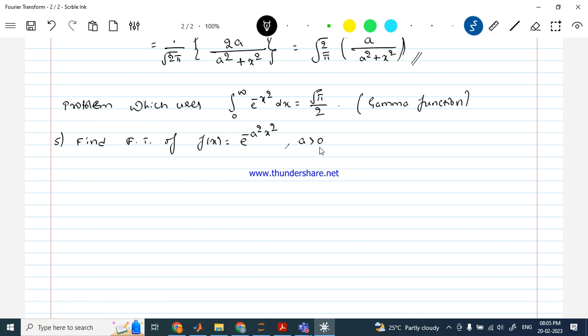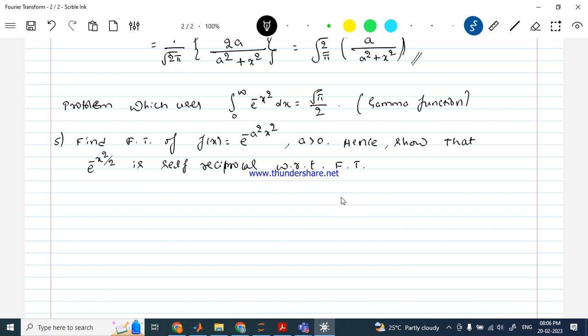Find the Fourier transformation of this function where a is a positive constant. In any of the problems under this setting, if the constant is not mentioned, whether it is a positive or negative number, by default we will assume it as a positive number. So a is greater than 0. Here we need to prove that, hence we need to show that e power minus x square by 2 is self-reciprocal with respect to Fourier transform.